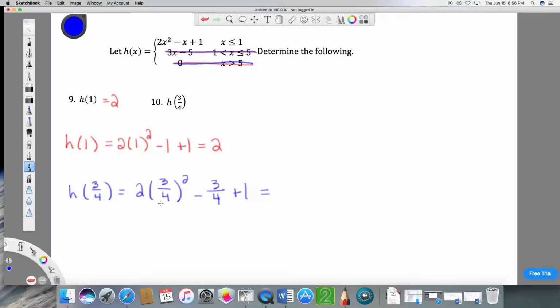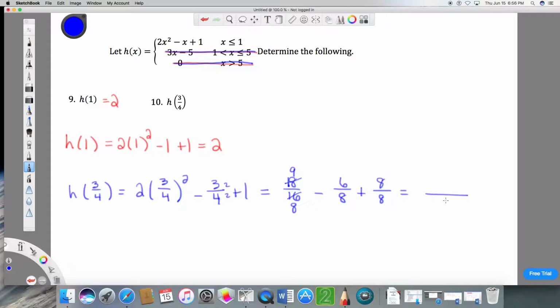Well, when I square 3/4, I get 9 over 16, and 2 times 9 over 16 is 18 over 16. But that reduces. Half of 18 is 9, half of 16 is 8. That reduces to 9 over 8. So instead of writing this as 3/4, I'm going to multiply this fraction by 2 over 2, which is multiplying by 1. I'm going to rewrite 3/4 with a denominator of 8 so that I'll be able to do this subtraction. And I'm going to rewrite the number 1 as 8 divided by 8.